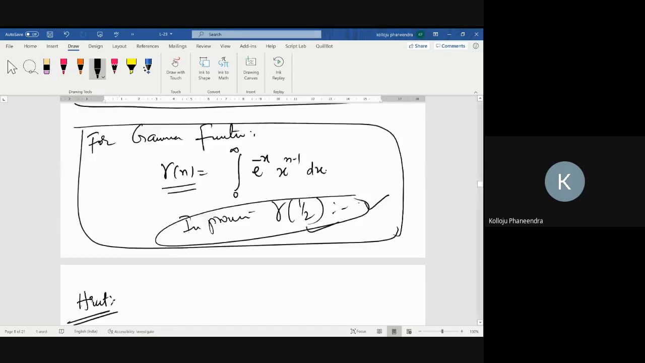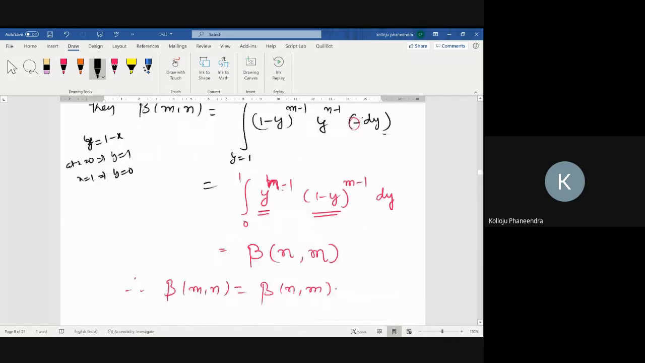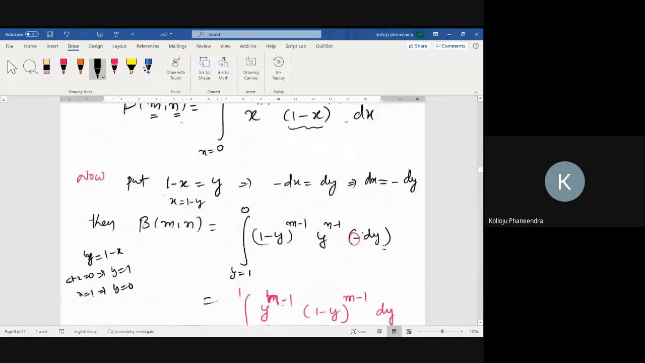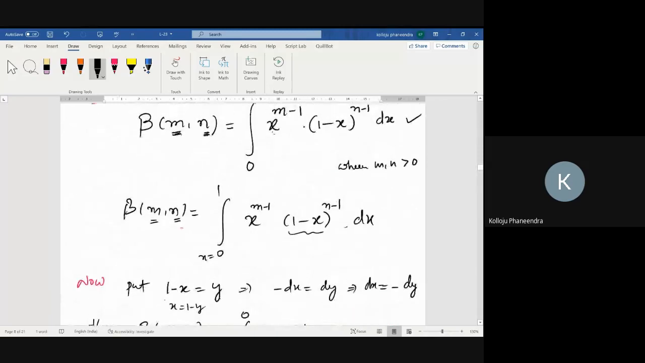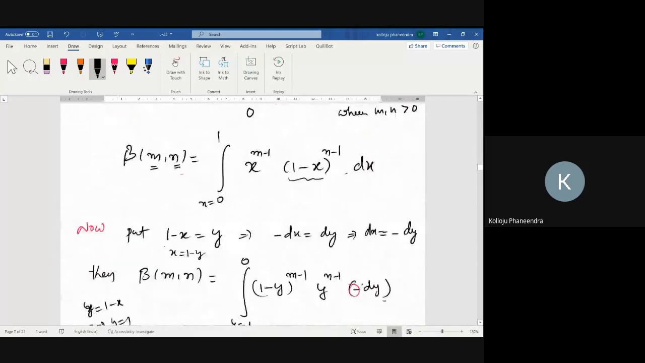Any doubts till now in beta and gamma? So remember how to write the gamma function, how to write the beta function, and the properties. I will stop here.